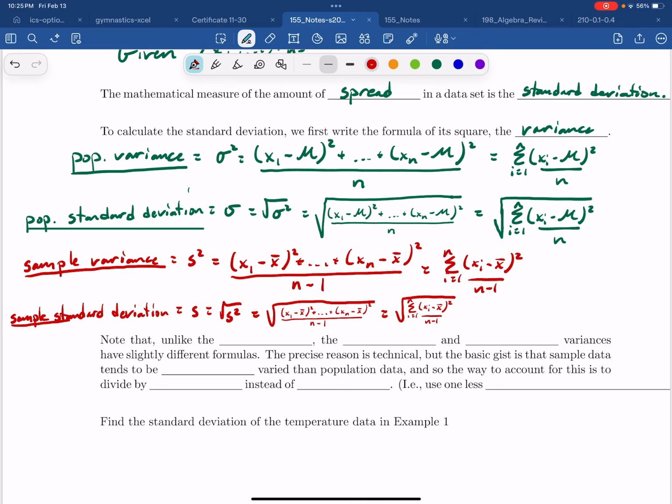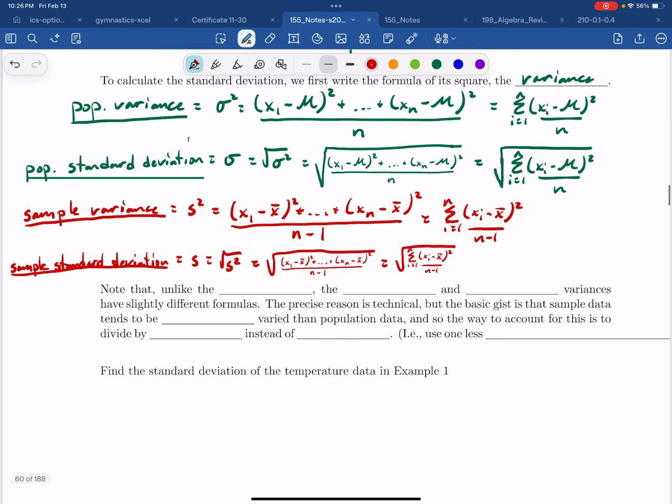So those are the formulas. Now that I've written them down, I just want to point out that we're never going to use them. But the computer uses them, and I want you to understand what the computer is actually doing. We will never use this by hand, but we should know what it is.